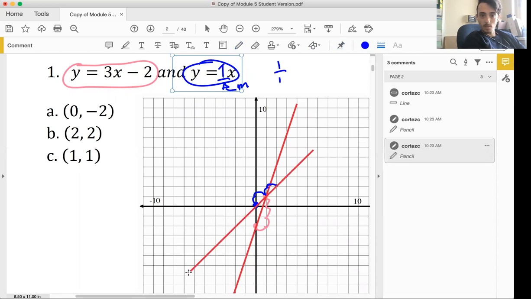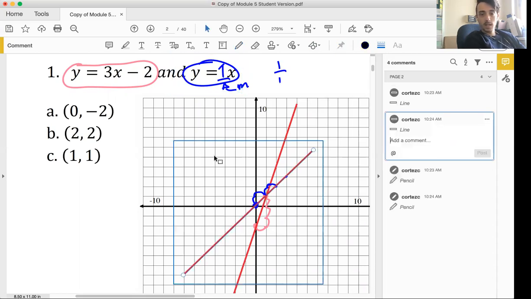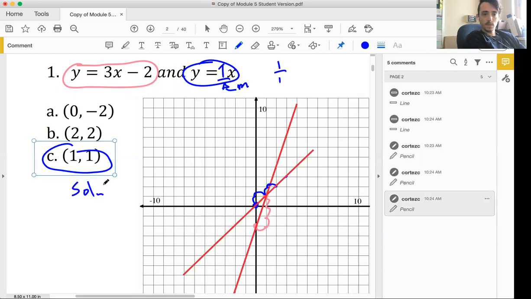We see our blue line cutting through. And then lo and behold, we said that (1, 1) was going to be a solution for us. It still is. And it is right here. Right there. That's (1, 1). That's our solution. That's where the two lines intersect. Does that make sense? Can I answer anything else?